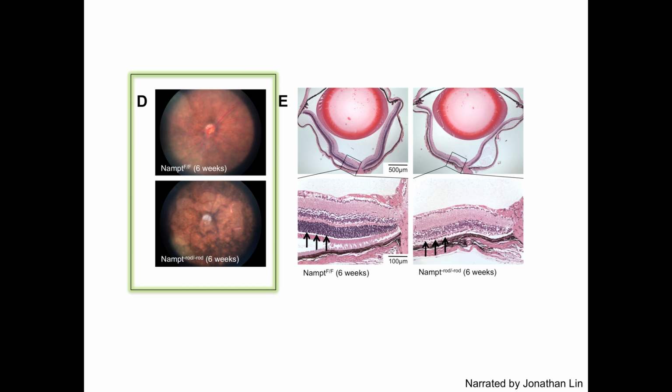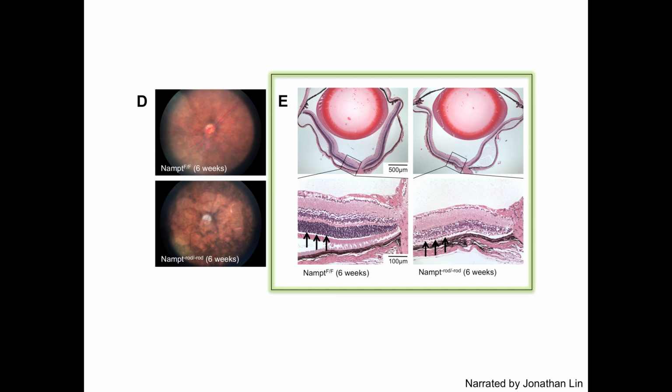Consistent with this fundus appearance, Figure 1e shows clear evidence of retinal degeneration in rod-specific NAMPT conditional knockouts by histology. In particular, the arrows shown highlight the outer nuclear layer of the retina, which is made up of nuclei of the photoreceptors. It is obvious that this layer is noticeably atrophic in the rod-specific NAMPT conditional knockouts, indicating massive rod photoreceptor death.